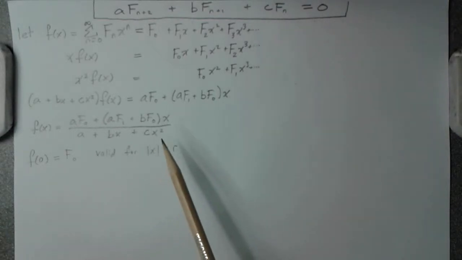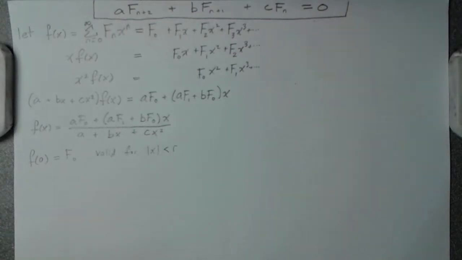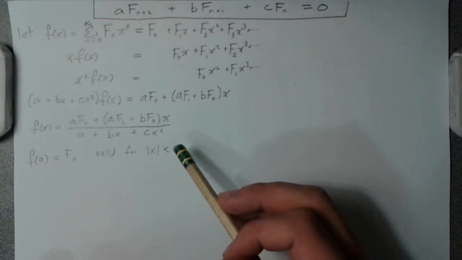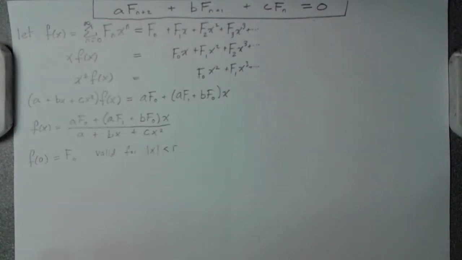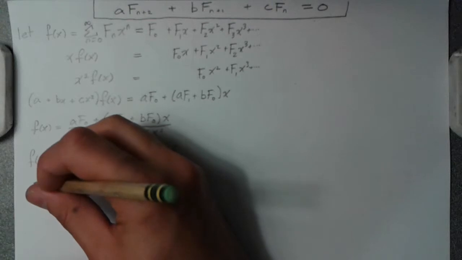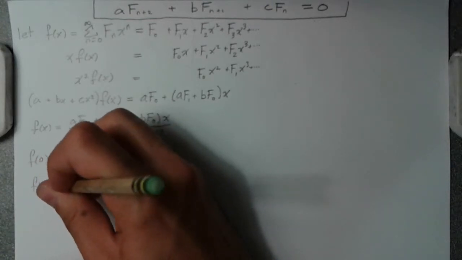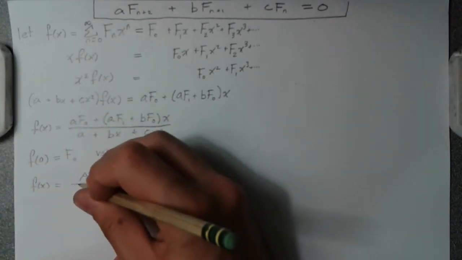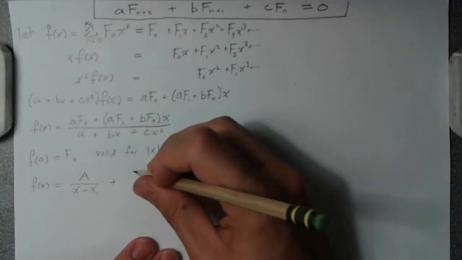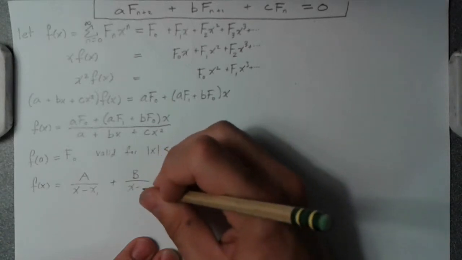So the idea from here is we want to take this thing and do a partial fraction decomposition. It's going to become two rational functions, each with a linear denominator, and we can make those look like a geometric series. So I'm just going to do that right here. So f of x is going to be a over x minus x1, the first root of the denominator, plus b over x minus x2.